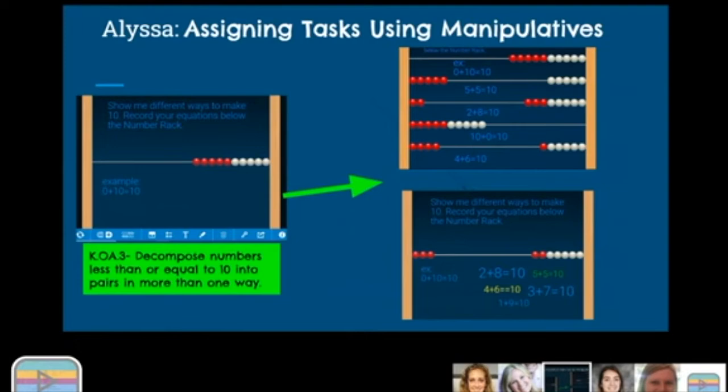After designing the task for students to complete, the virtual manipulatives make it extremely easy to share the link to the task with your students. There's a share button in the bottom right-hand corner where you can copy the link or even a code for your students to access the task. Students can complete the work and even share an image of their completed work with the teacher. On the right side of the slide, you can see examples of completed student work.